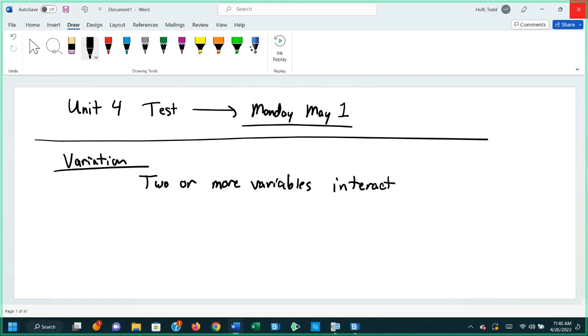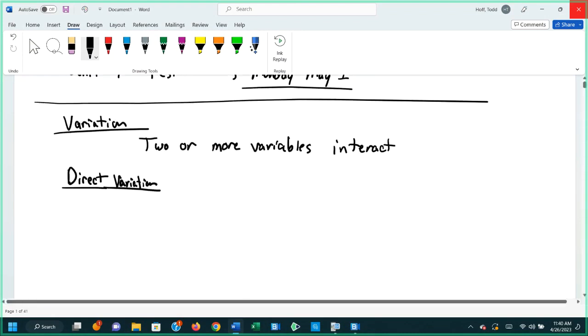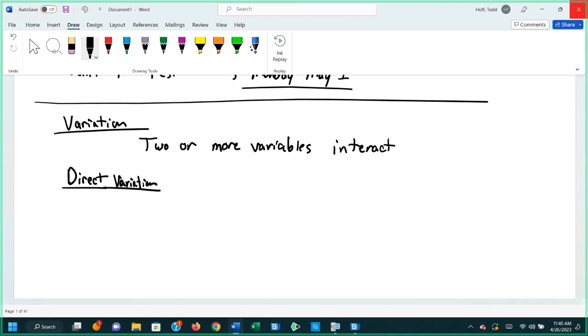There's really only two types of interactions that our variables can have. There's a direct interaction, so it's called direct variation. And in a direct variation, and I'm just going to refer to the variables as x and y for now. We'll fill in some more practical examples later where our variables are other values.